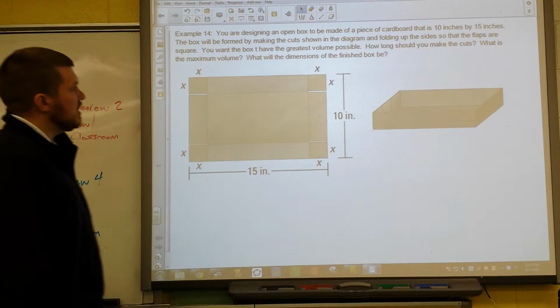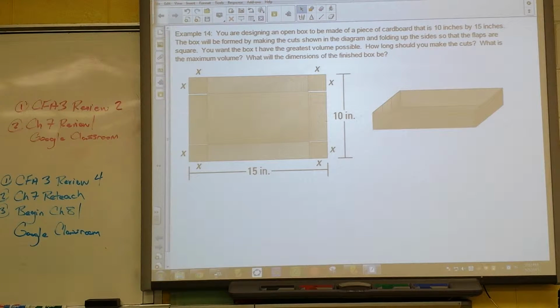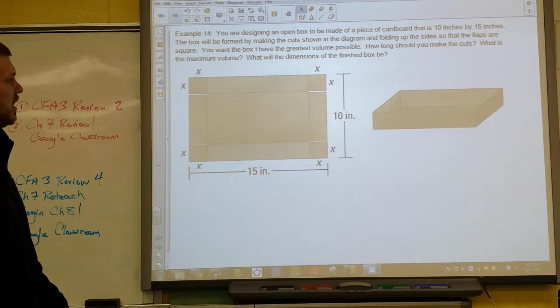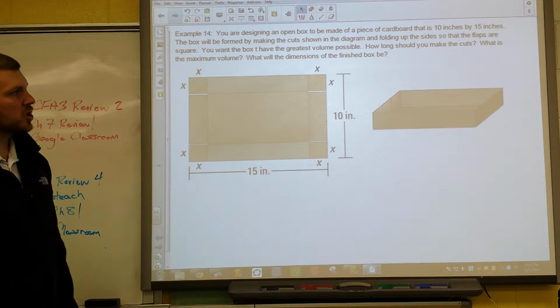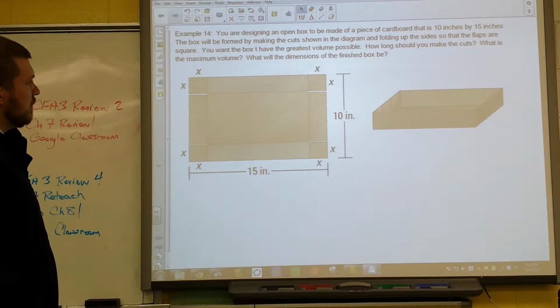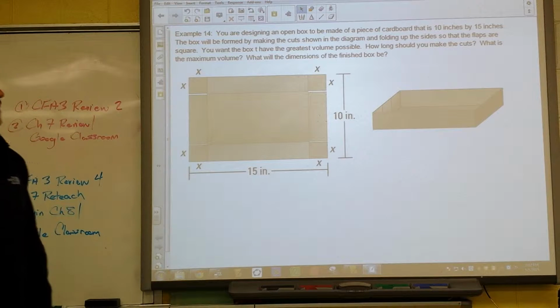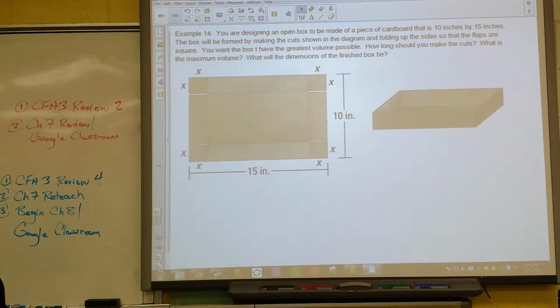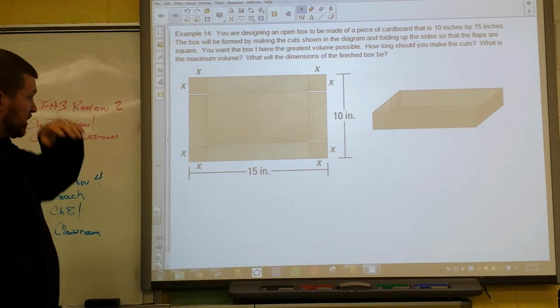In example 14, you're designing an open box being made of a piece of cardboard that's 10 inches by 15 inches. The box is going to be formed by making cuts shown and folding the sides up, or flap, or square. You want the box to have the greatest possible volume. How long should you make the cuts? What's the maximum volume? What dimensions would the finished box be?